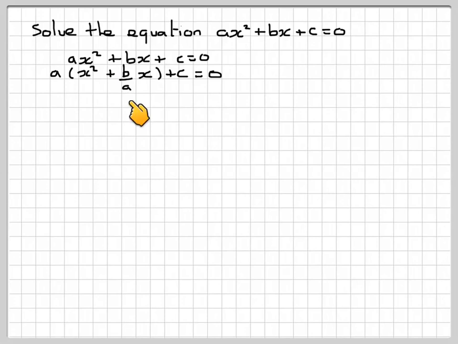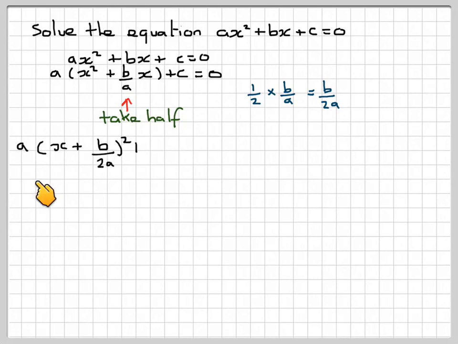Now what we're going to do is take half of b over a. Half of b over a is b over 2a. And we're going to rewrite it as a brackets x plus b over 2a all squared plus c, and we're going to have to add something in because we've added something in by doing this.